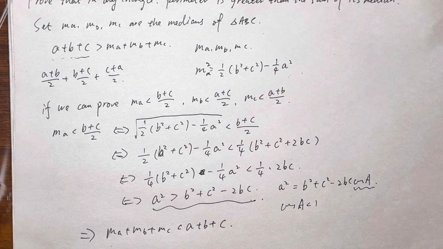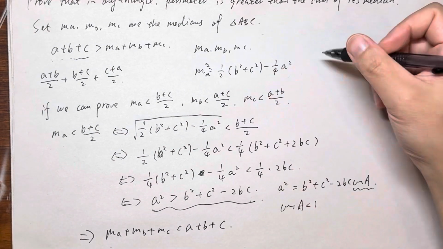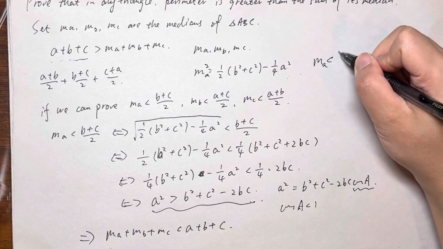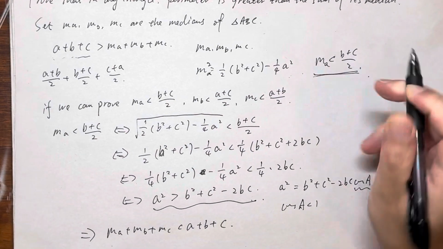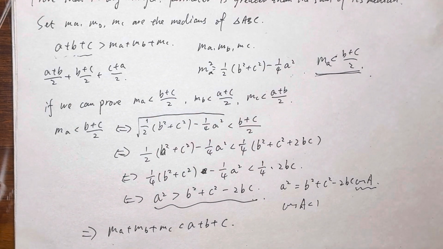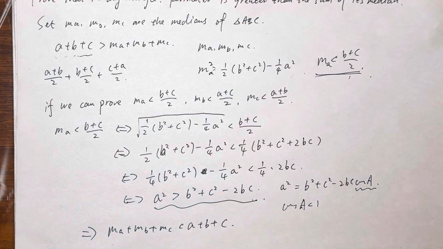So this problem, I think, actually originates from the property that, for example, MA is less than (b plus c) by 2, right? So if you already know this, then this problem is very, very clear for you. If you don't know this, you can think of what I did and get the same conclusion here.